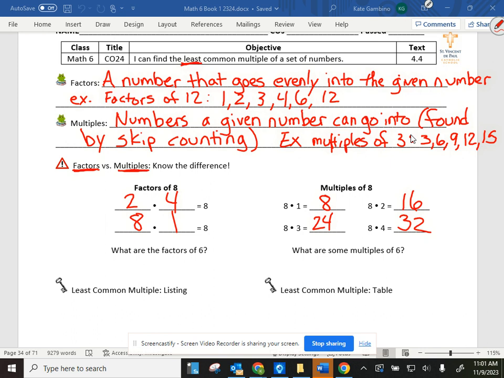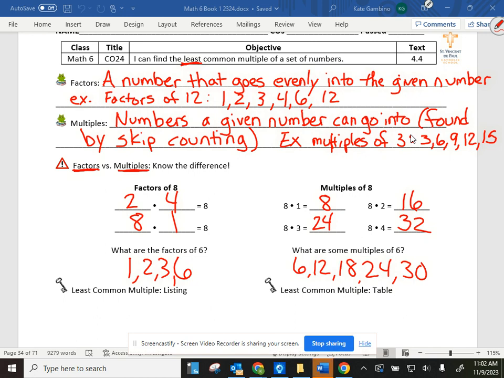So, what are the factors of 6? Zelda. 1 times 6 and 2 times 3. But what are the multiples of 6? Starting with the 1. Melanie? 6, 12, 18, 24, 30. And let's stop there, because it goes on forever.